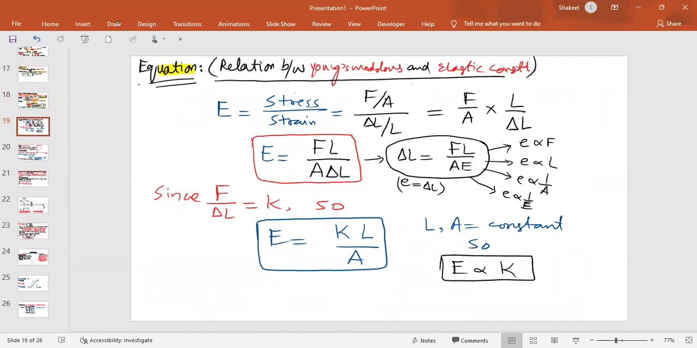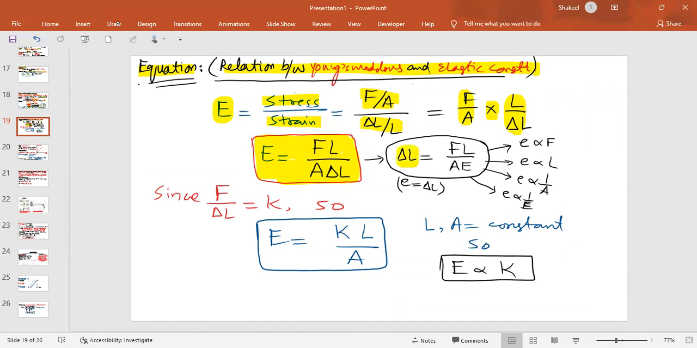Now we have to look at its equation and also the relation between Young modulus and the elastic constant. We know that Young modulus is stress over strain. This is important. Stress is F over A, force over area, and strain is change in length over length. So force over area multiplied by length over change in length. Finally you get the expression: Young modulus equals force times length divided by area times delta L.